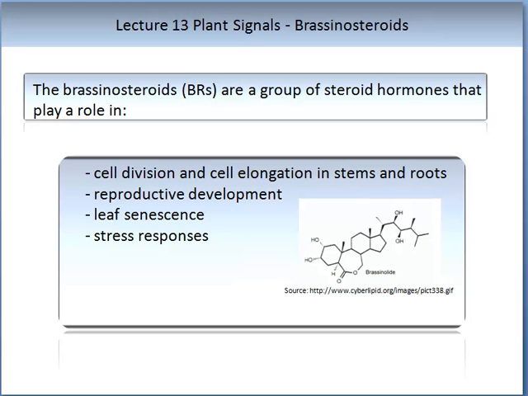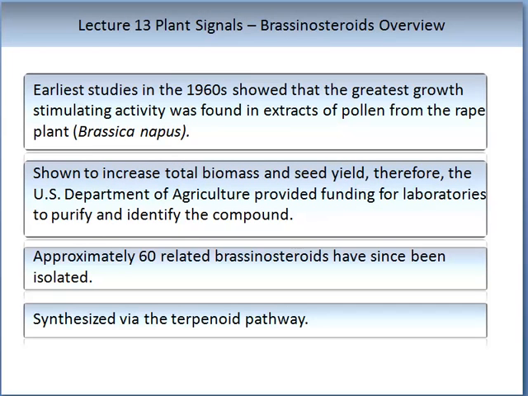The brassinosteroids, or BR for short, are a group of steroid hormones that play a role in cell division and cell elongation in stems and roots, reproductive development, leaf senescence, and some stress responses. Early studies in the 1960s showed that the greatest growth-stimulating activity was found in extracts of pollen from the rape plant, shown to increase total biomass and seed yield. Therefore, the US Department of Agriculture provided funding for laboratories to purify and identify the compound.